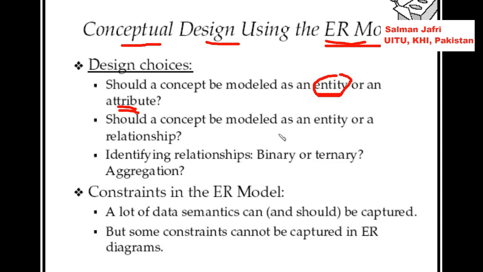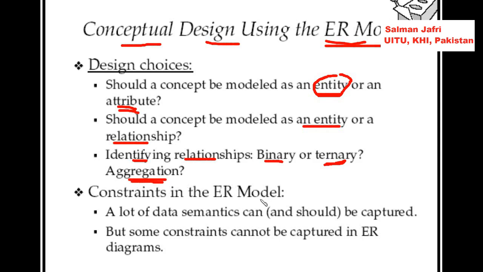Should a concept be modeled as an entity or a relationship? That again depends on the business semantics. For example, teachers and students. A teacher is teaching the students, so teaching definitely comes out to be a relationship between teachers and students. And then we can identify the relationships, whether they are binary or ternary, and whether we need to use aggregation, and so on.